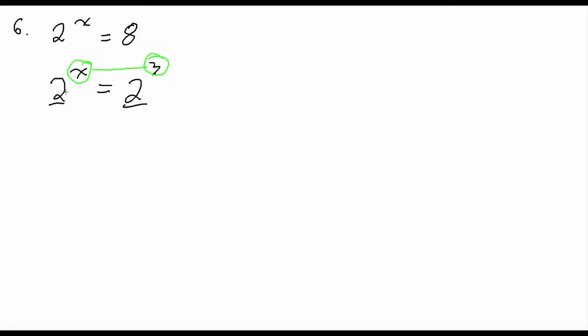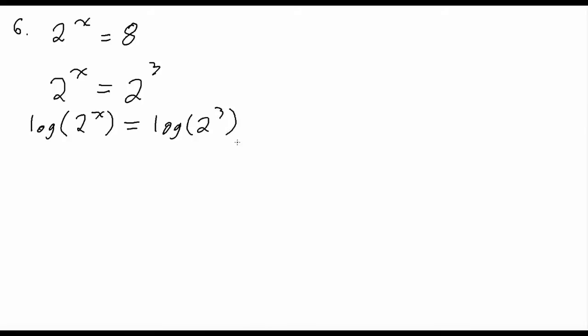Because if you raise 2 to some power, and then you get 2 to some power, the powers have to be the same. And even if you can't think of it that way, you can find the log of both sides by going like this. The log of 2 to the x, and remember to find the log of the entire side, equals the log of 2 to the third power.